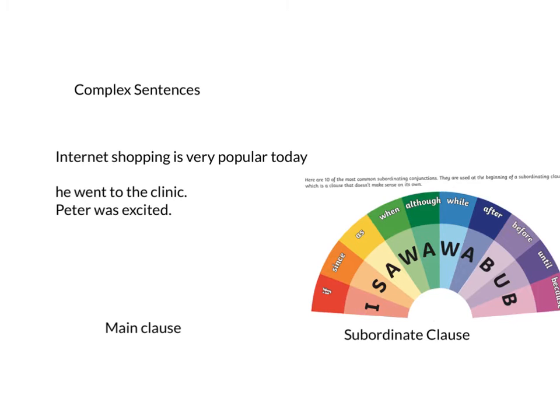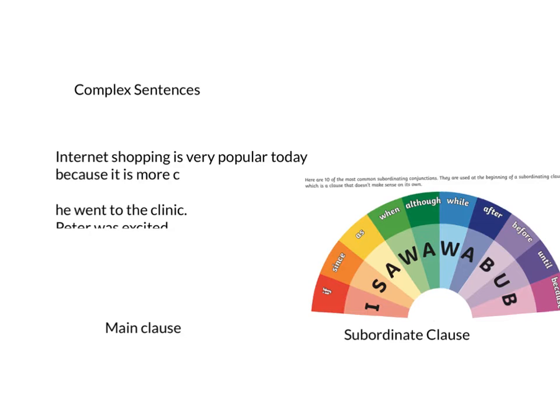Internet shopping is very popular today. Let me have a think about why it is popular. Yes, I'm going to give a reason. Because is one of my I saw a wabub words. Because it is more convenient.